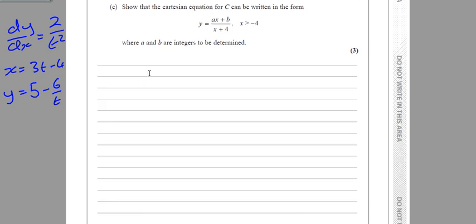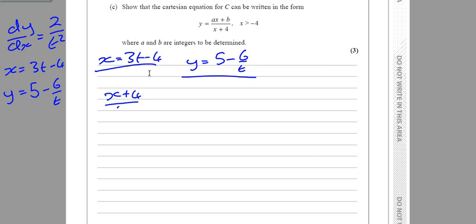We know that x equals 3t minus 4, and we know that y equals 5 minus 6 over t. So we've got to get rid of the t. Because we want it as y equals, we're going to keep this one, but we're going to rearrange this one here, so we've got t equals. So that's going to be x plus 4 divided by 3 equals t.